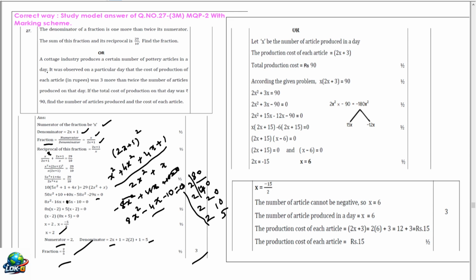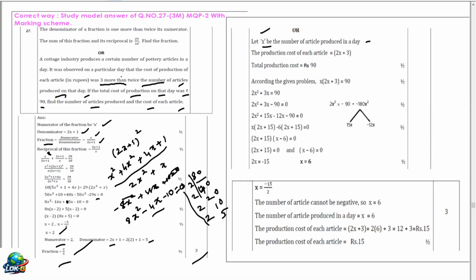Let us study. A cottage industry produces a certain number of pottery articles in a day. It was observed on a particular day that the cost of production of each article was 3 more than twice the number of articles produced on that day. If the total cost of the production on that day was rupees 90, find the number of articles produced and the total cost of the article. Let x be the number of articles produced on that day. You start with the solution like this.